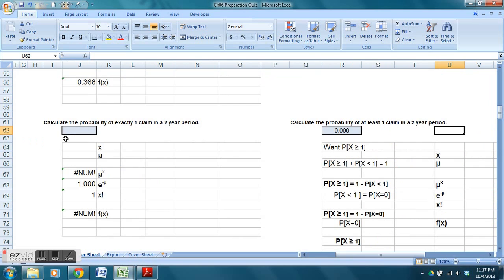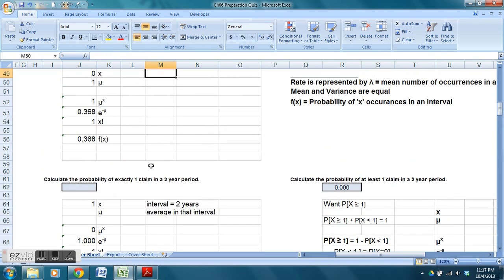And now we say probability of how many claims? 1 claim. X is 1. And now remember, the second thing you ask is, what's the interval? What's the interval for 1 claim? In this case, 2-year period. So now this is the average in that interval. It changes as your interval changes. The last problem, our interval was 1 year. In this question, the interval is 2 years.